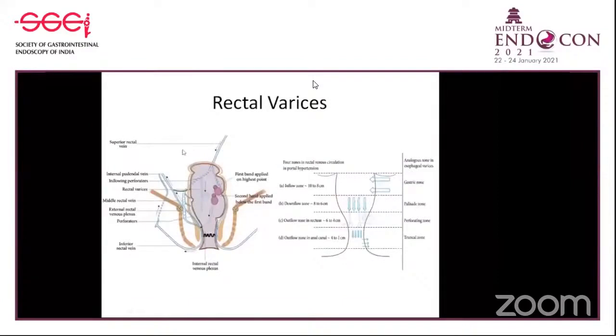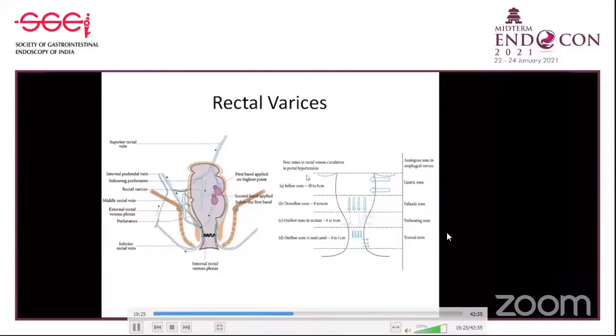And let's see how they are actually formed just for an academic purpose. Here, the superior rectal vein is coming down, joining the inferior and middle rectal veins. So this is coming from the portal circulation, this is from the caval circulation, and here the varices are formed. Now, what's important here is it is the reverse of an esophagus. So up, down, and down, up is reversed here. So here, the first band is applied above and the second band below.